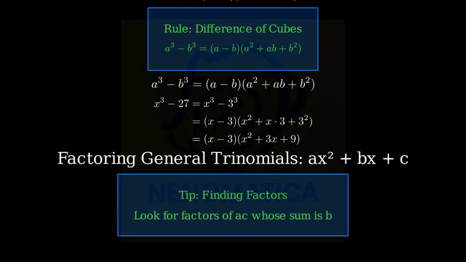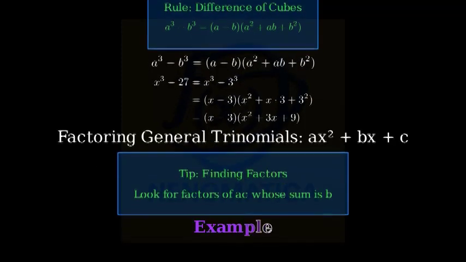So, x squared plus 5x plus 6 can be rewritten as x squared plus 2x plus 3x plus 6. Then we can group the terms: x squared plus 2x, and 3x plus 6. Factoring out the common terms, we get x times (x plus 2) plus 3 times (x plus 2). Now we can factor out the common factor (x plus 2) to get (x plus 2) times (x plus 3), which is our answer. Let's try another example.